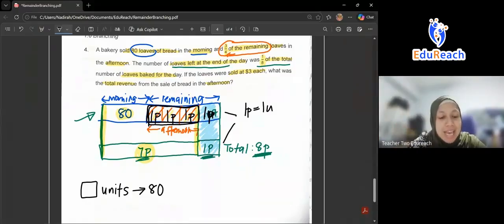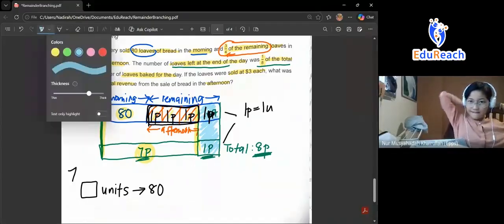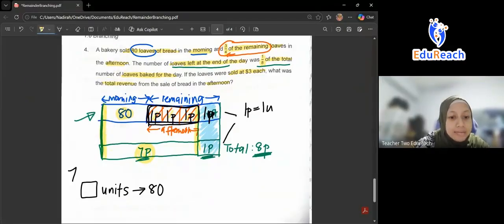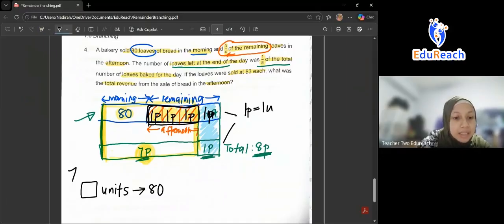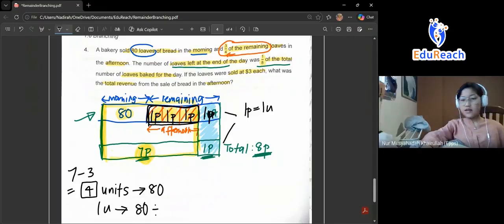Very good. Yes. How did she get 4 units? You know, this whole thing is 7. This whole section is supposed to be 7 parts. 7 minus away 3 parts here. 7 minus 3 equals 4 units. Okay? 4 units, Madam Nadira, 4 parts. Yes? Is the answer 60?